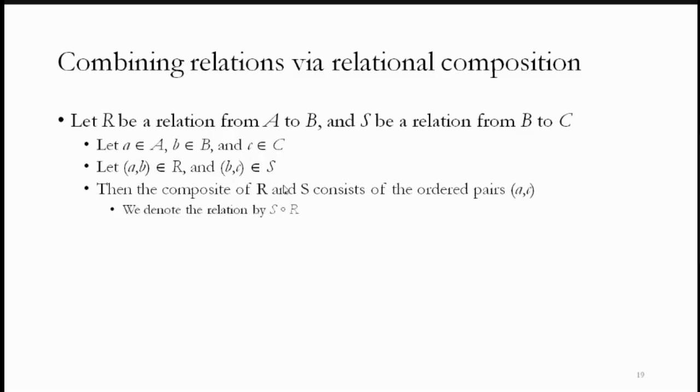So we denote the relation S small circle R. That means the composition relation of R and S. You have to read it in reverse. Note that S comes first when writing the composition.